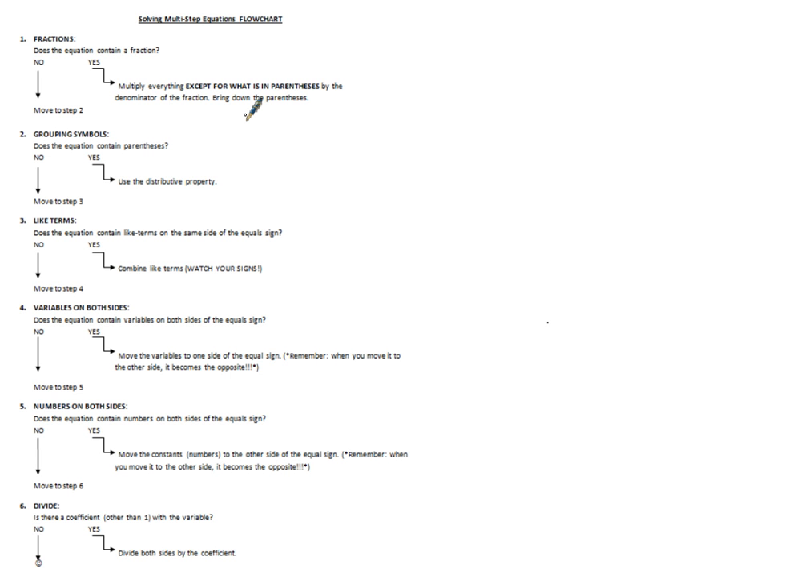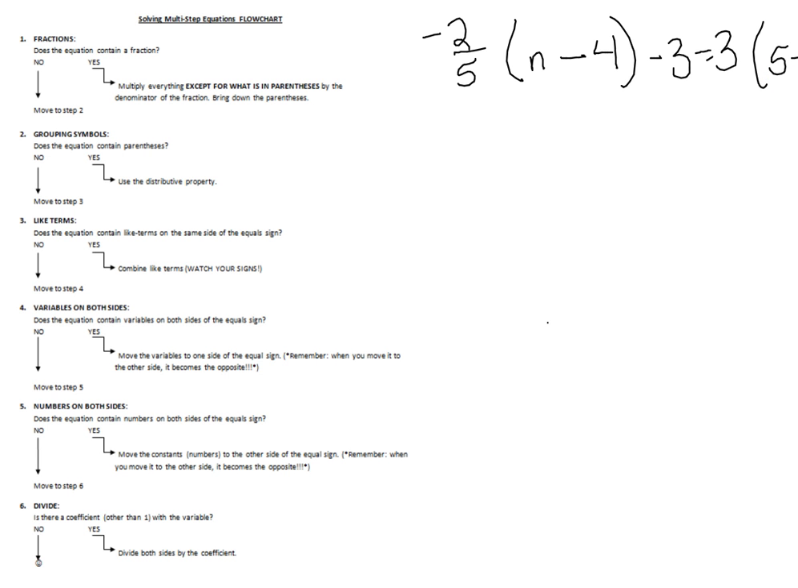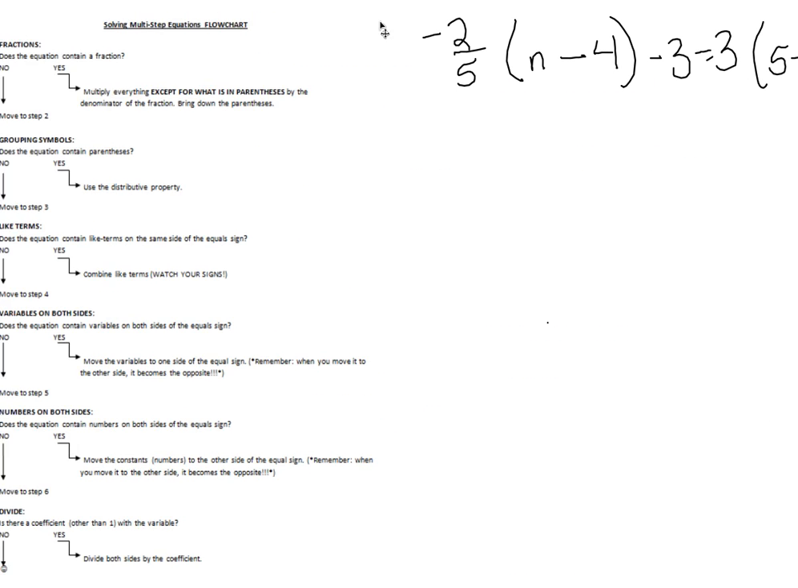Here's the problem. Negative 2/5 times n minus 4, close the parentheses, minus 3 equals 3 parentheses 5 minus n. Go ahead and get started with the first step.